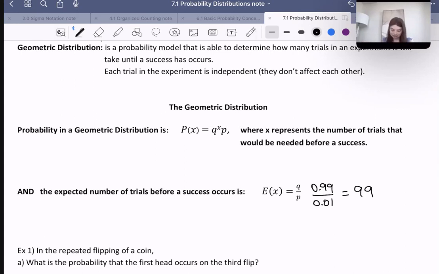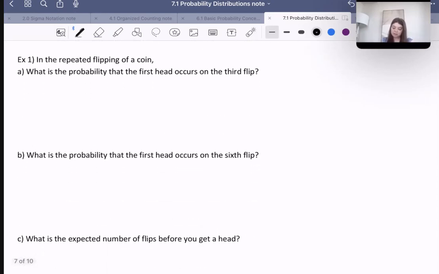Now, that actually relates and gets us into our next question over here. It says, in the repeated experiment of flipping a coin, what is the probability that the first head occurs on the third flip? So in this case, we're searching for a head. We keep flipping our coin until we get a head, right? And so in this case, a head is a success and a tails is a failure, okay? So we need x to be equal to 2, because we need two tails or failures to occur before the third flip, which is a success.